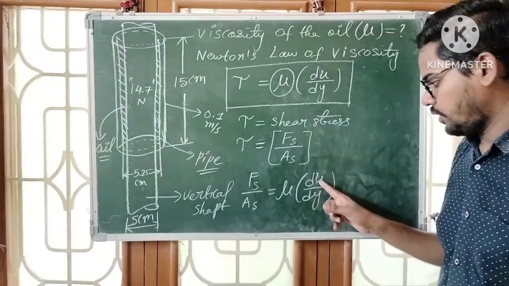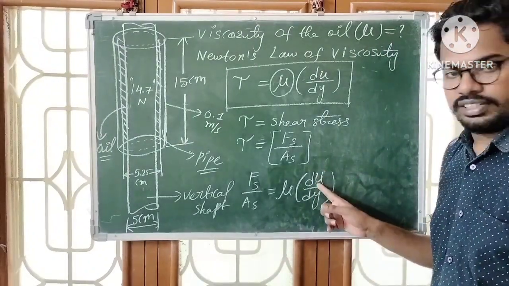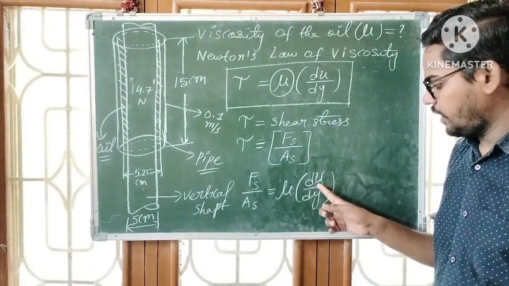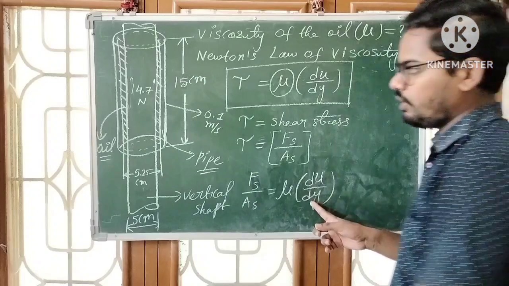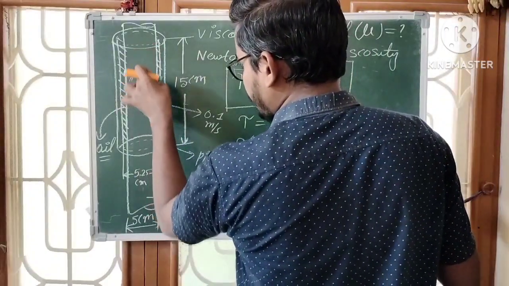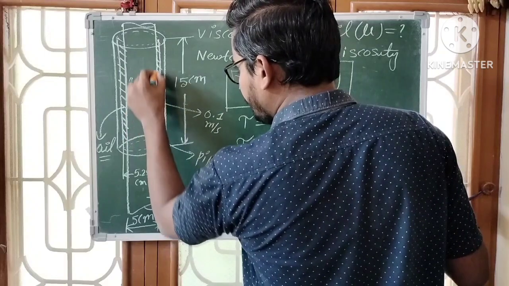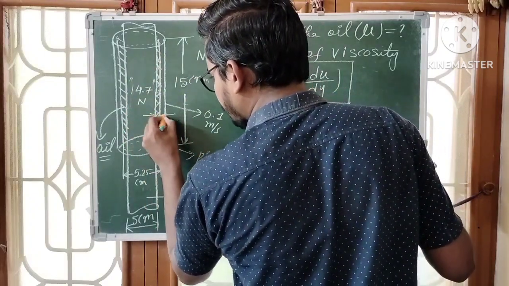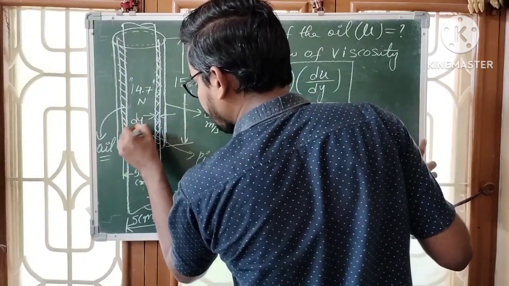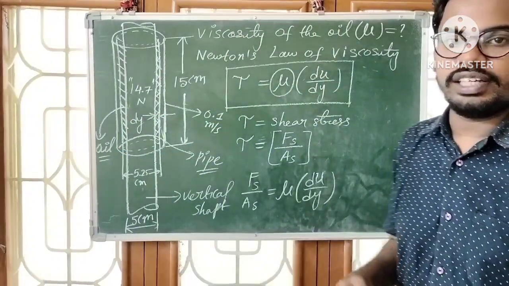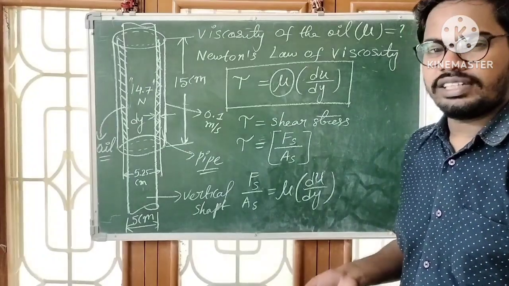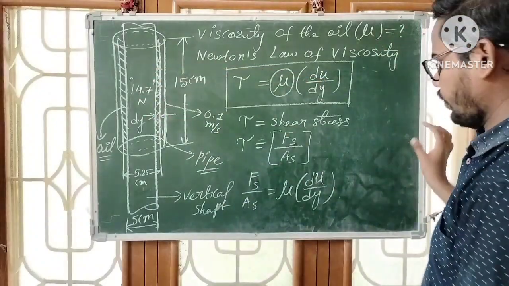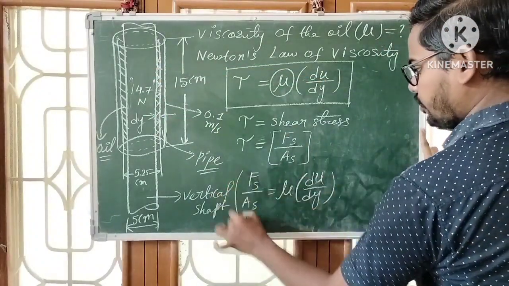Here what is du? Here du means change in velocity of the fluid layer. Next, what is dy? Dy means thickness of oil film. See here, the gap between shaft and pipe is filled with some oil, and this is the thickness of this gap. This is thickness of fluid layer, or thickness of oil film. So this thickness is dy. Anyhow, here we need mu.